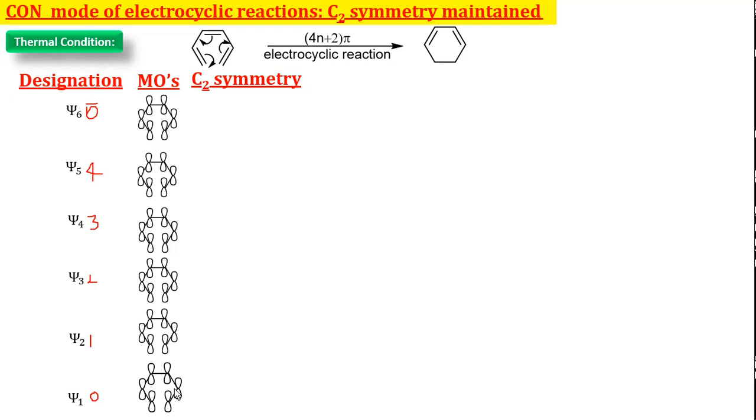For psi 1 there is no node, therefore all lobes have plus sign at the top side and minus at the bottom side. For one node, that node always comes at the middle of the orbital. So plus, at the top side again we have plus. Here no node, again plus will come. Node is present, therefore here minus will come. Here no node, therefore minus comes. Here also no node, therefore minus will come.